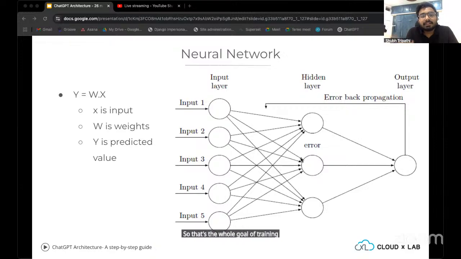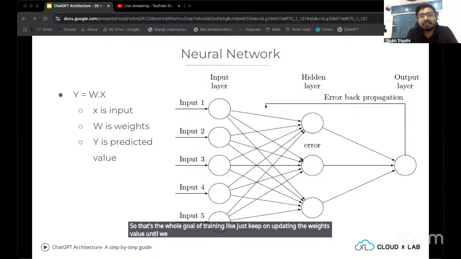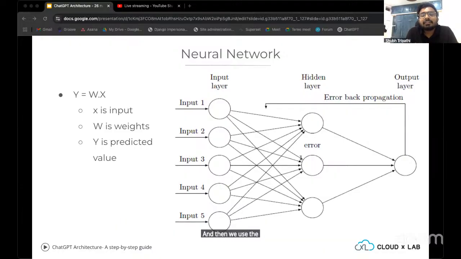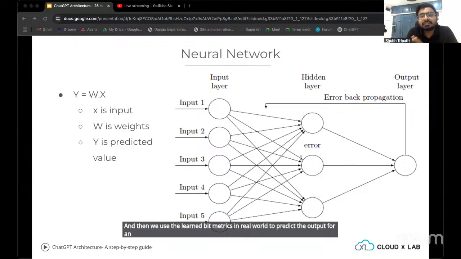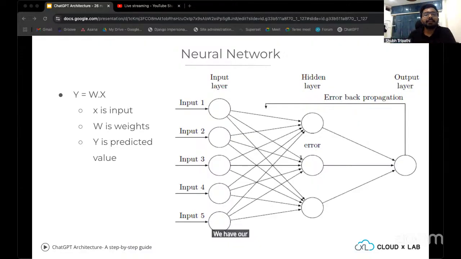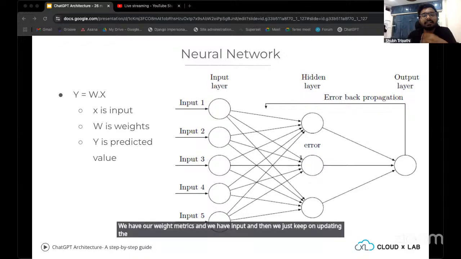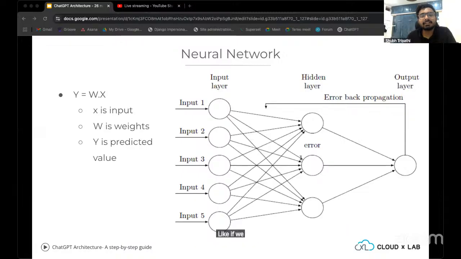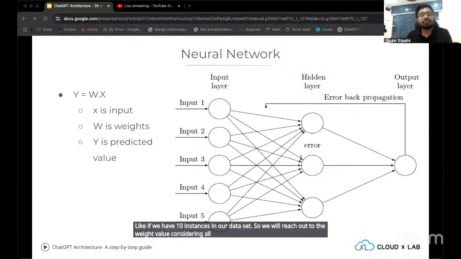We keep updating the weight values until we reach the optimal values, where the error is minimum. Eventually the weights settle at optimal values, allowing the model to make accurate predictions. Then we use the learned weight matrix in the real world to predict the output for an input x. This is exactly how a neural network works. We keep updating the weight matrix until the error for the whole dataset is minimized. If we have 10 instances in our dataset, we arrive at the weight values considering all 10 inputs.